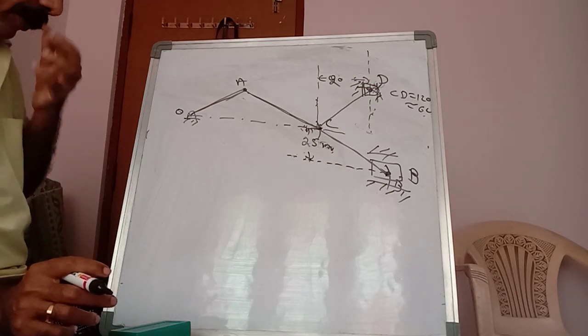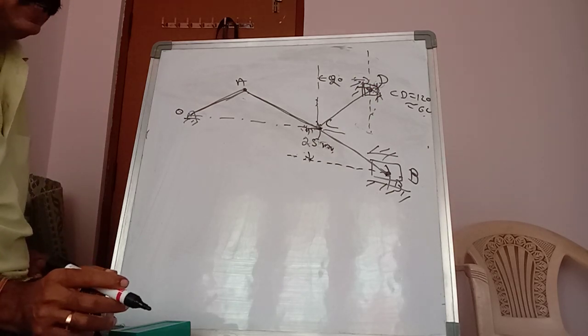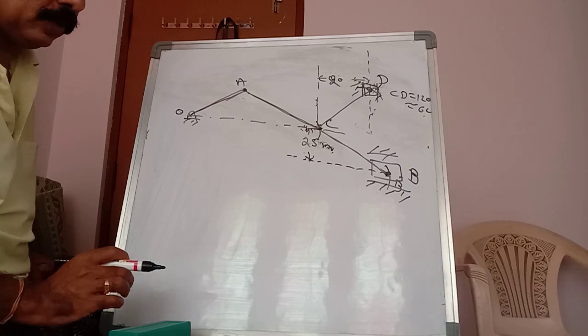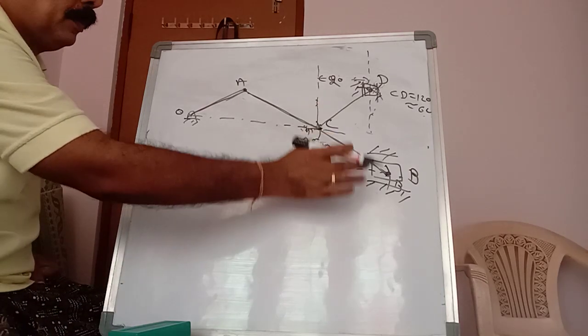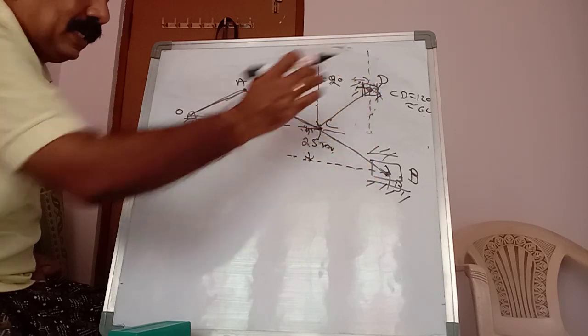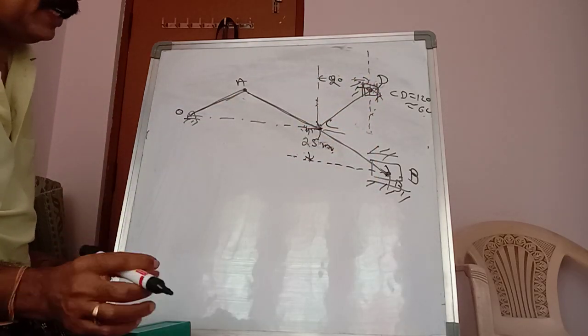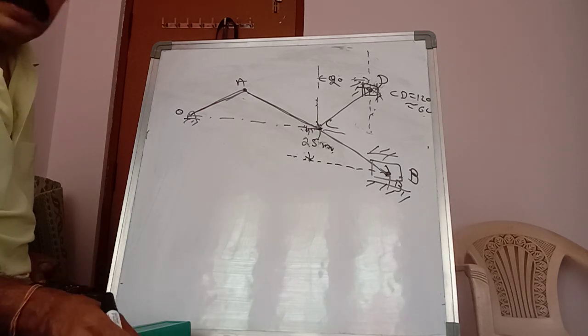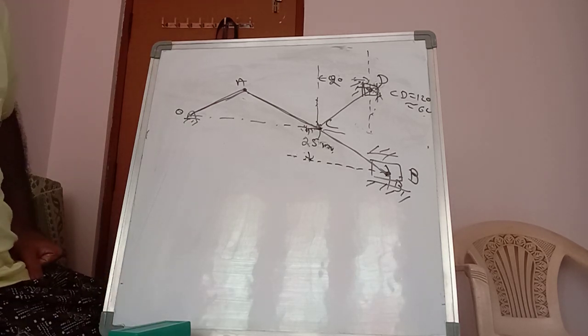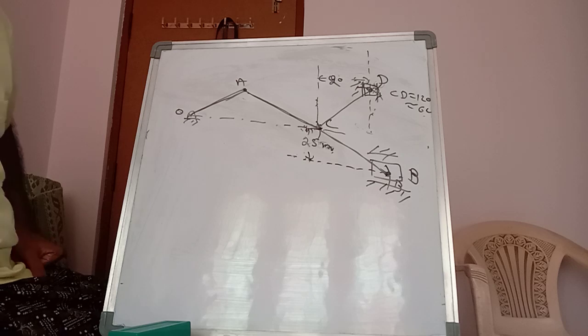Now we have to find out the acceleration of the slider B and also the slider D. So before going to the acceleration, first you have to complete the velocity triangle. All of you know how to draw the velocity triangle. So here I will explain.